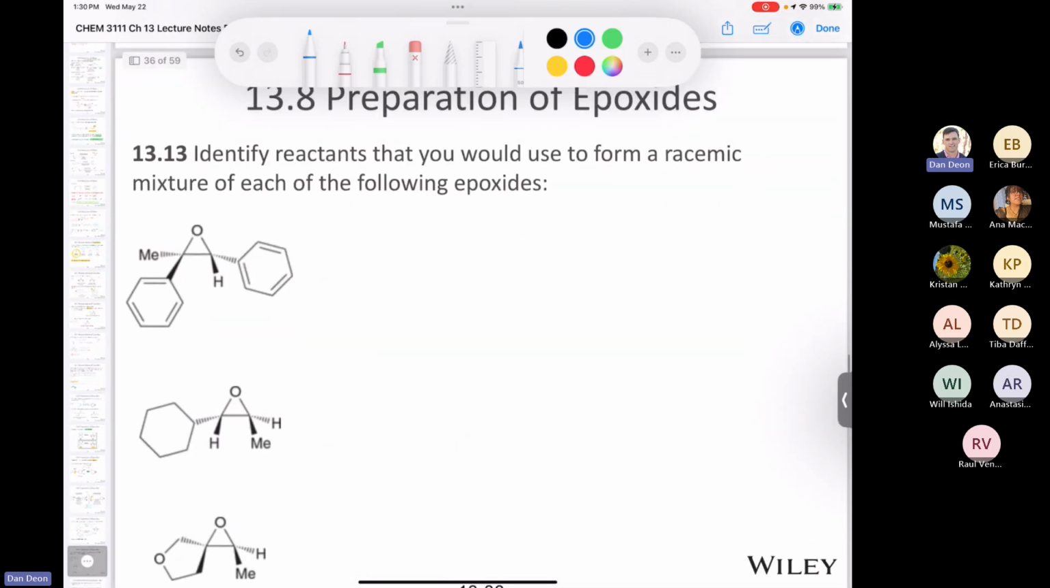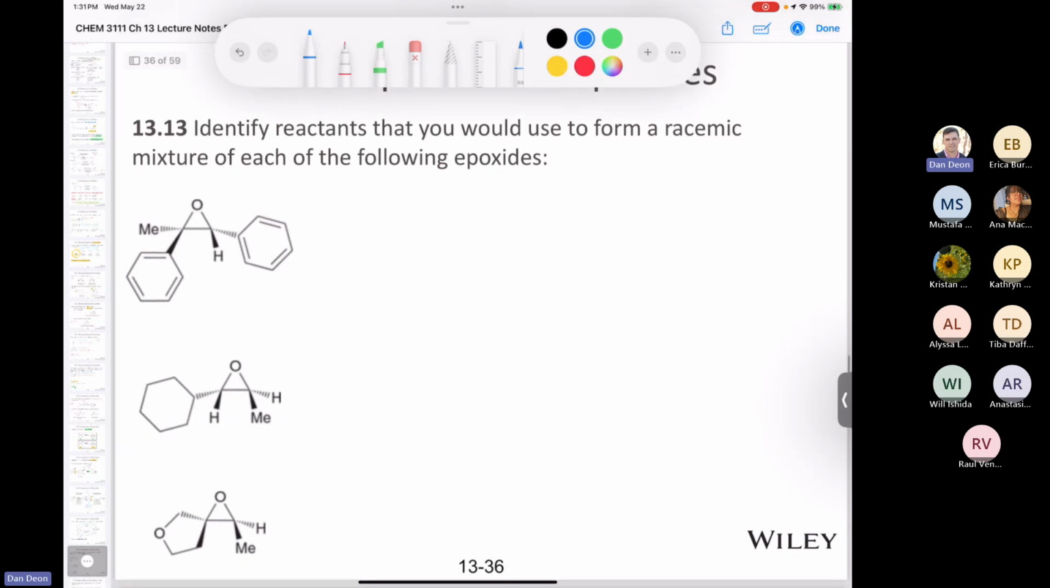So this question here just says, identify reactants that you would use to form a racemic mixture of each of the following compounds. So these are all epoxides. That means our starting materials in all three of these questions are going to be alkenes. If we look at the first one, all we do is look at the two carbons here on the epoxide, or the oxirane. Those are the two carbons where the double bond is going to come from, right? So if we come up with our starting material, it's going to look like this.